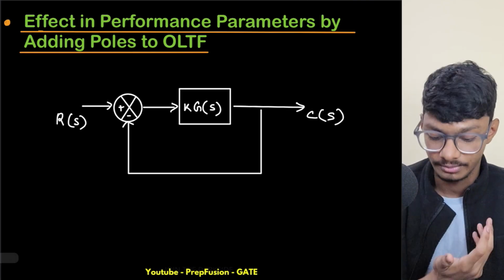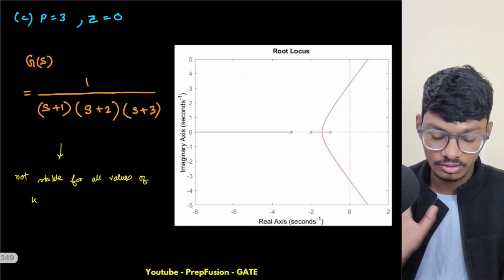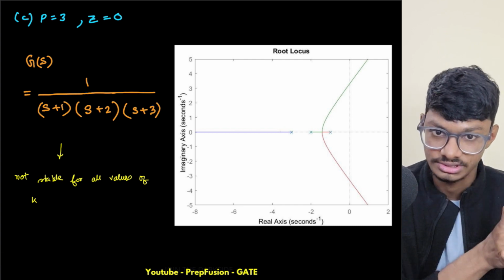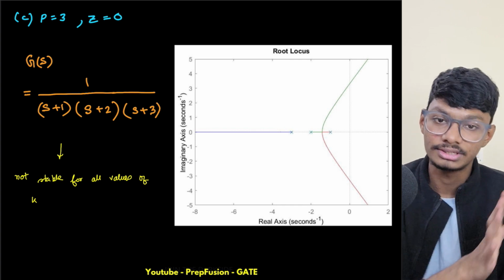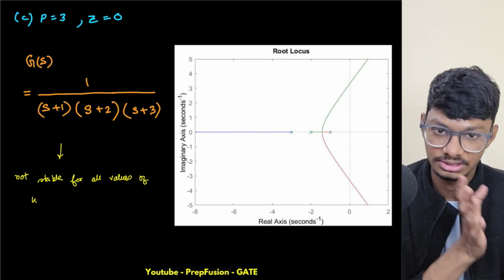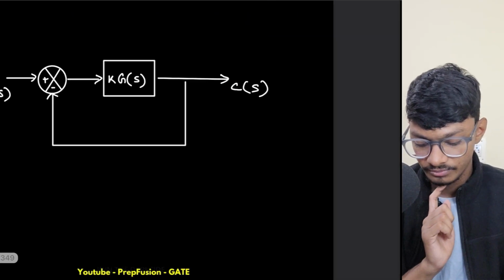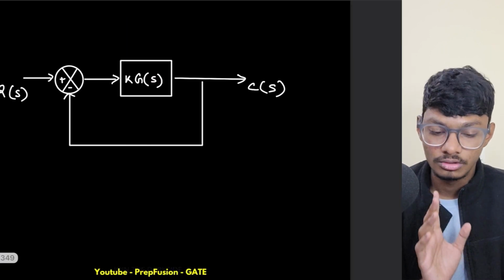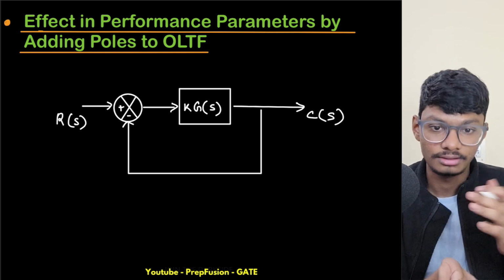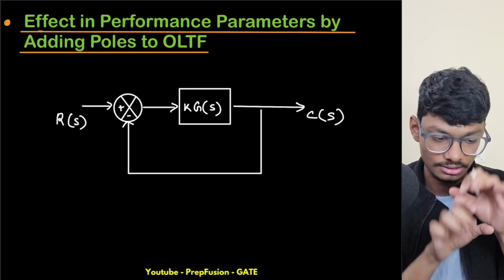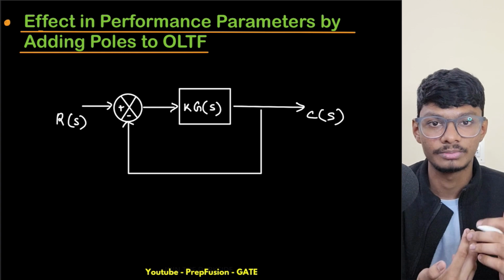Now let's go into the second parameter, the effect on performance parameters by adding poles to the OLTF. Now we understood what will happen to the closed loop poles themselves, but we couldn't understand the performance parameters, like the frequency domain parameters and the time response parameters, because we were varying our system parameter k also. Now we will simply fix our k and see the effect of adding poles on the performance parameters while fixing the value of k. Only then can we simply analyze this.